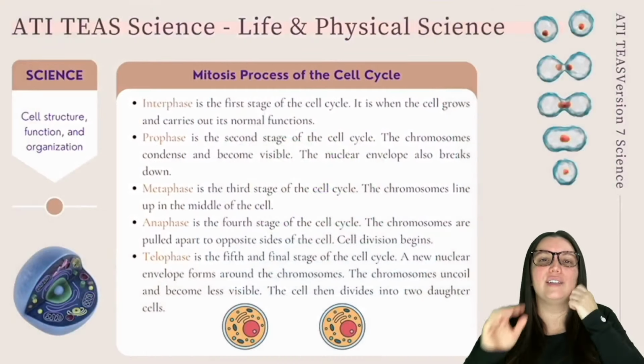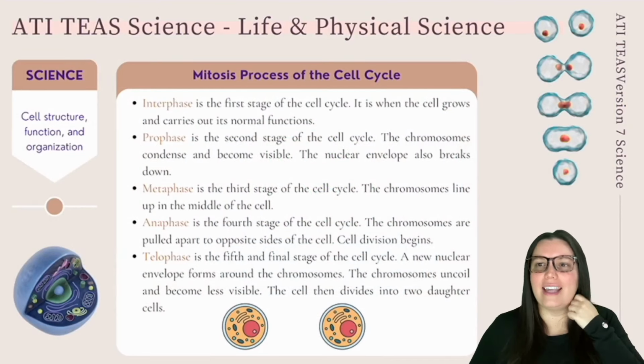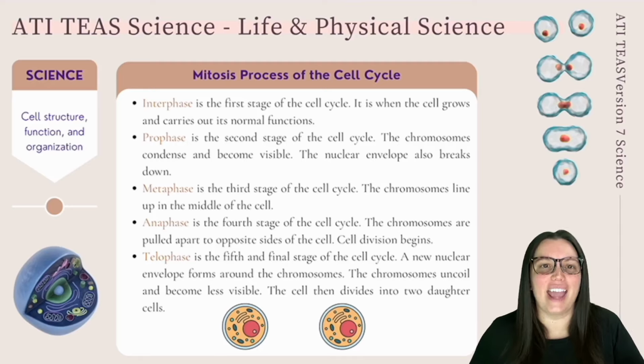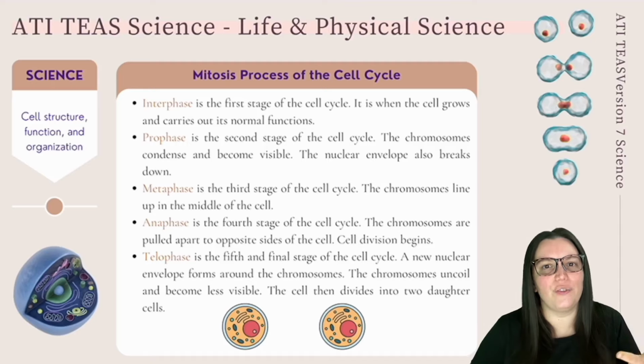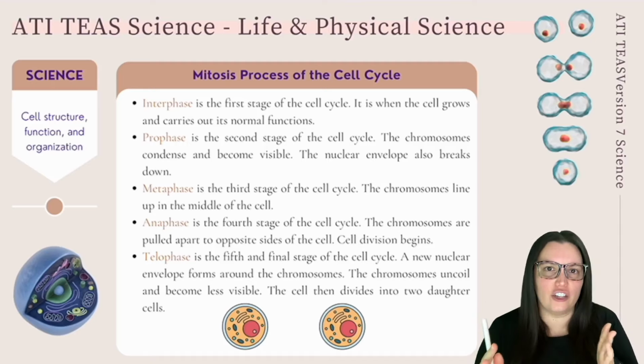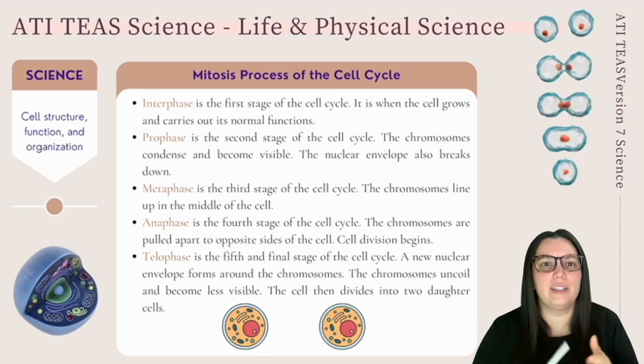This cell cycle has five main stages, and that is interphase, prophase, metaphase, anaphase, and telophase. So let's break these down. Interphase is the very first stage of the cell cycle. It's when the cell grows and carries out its normal functions. DNA in this phase starts to replicate.